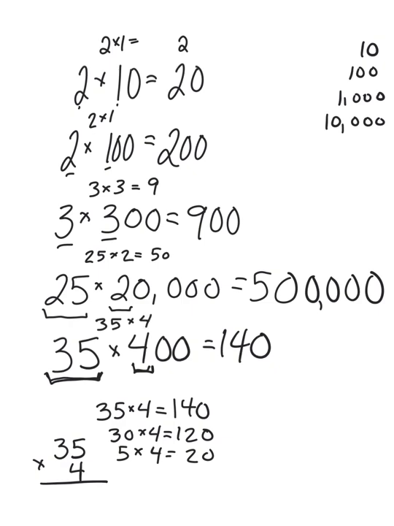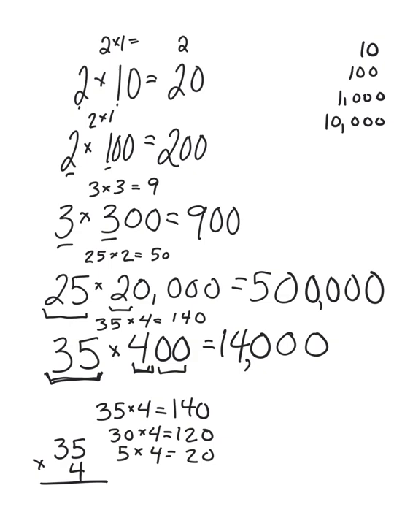times 4. Now I need to make my zeros match. I need 2 additional zeros to match these on this side of my equation. This zero doesn't count. This zero goes with the multiplication that I did for my non-zero digits. So I need 2 more additional zeros. 1, 2. And then I just put my comma in the right place for 14,000.